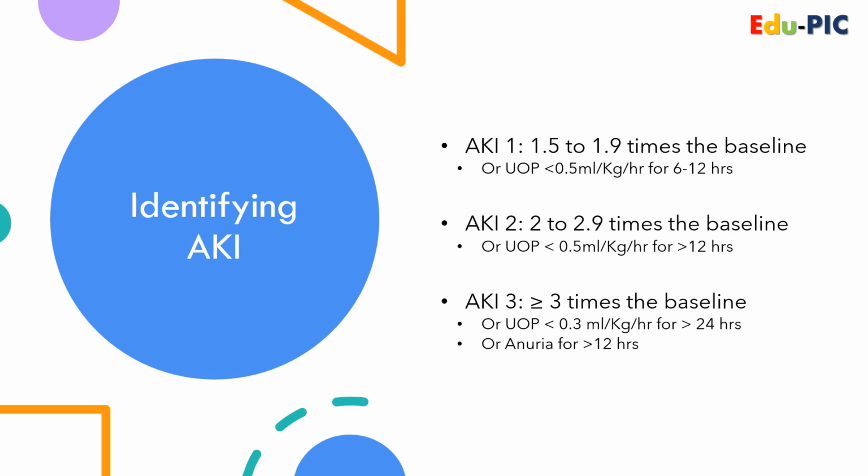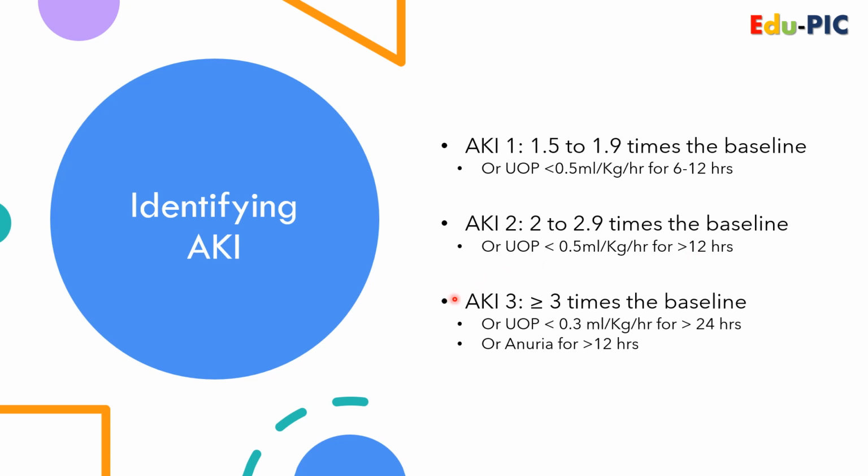Well, KDIGO also identifies 3 stages of AKI. They get identified as follows. AKI stage 1 is identified by having a rise in serum creatinine baseline by 1.5 to 1.9, or by having your patient's urine output being below 0.5 ml per kilogram per hour for about 6 to 12 hours. If the rise in the serum creatinine baseline goes anywhere between 2 to 2.9, then you're at stage 2, or if the urine output keeps being below 0.5 ml per kilogram per hour for more than 12 hours.